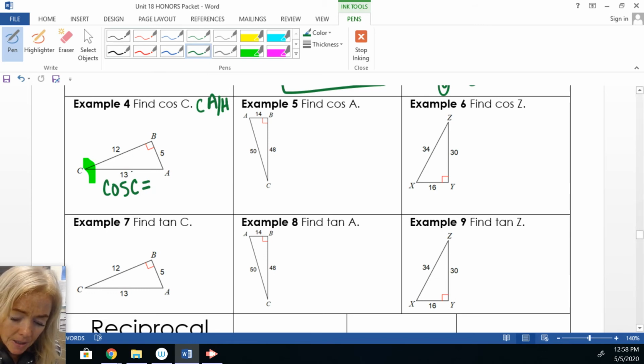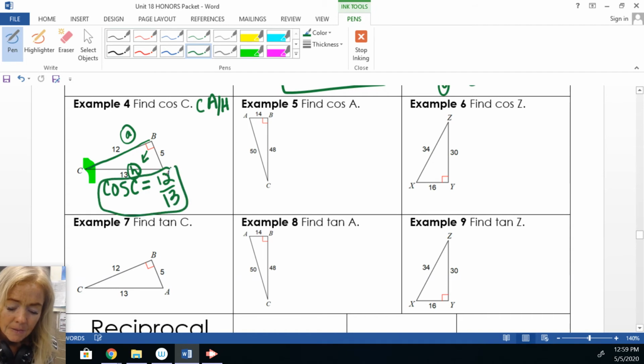So hypotenuse is 13. It's always across from the 90. And adjacent is one of the two legs, always, and it's the one of the two that runs into the angle. So that's A. So it's going to be 12 over 13.